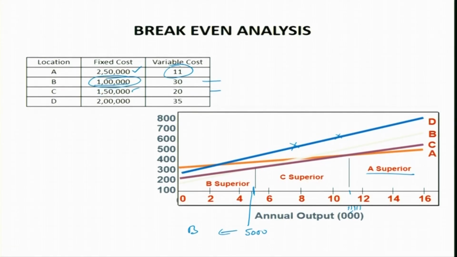Even without this analysis also, you can find out if the quantities are less, I should choose an alternative which is having the least fixed cost. If my quantities are more, I should pick an alternative which is having the least variable cost. So, this is how this break even analysis can be carried out, and based on this you can decide which particular location I should go for, depending upon the demand of your products at that point of time.